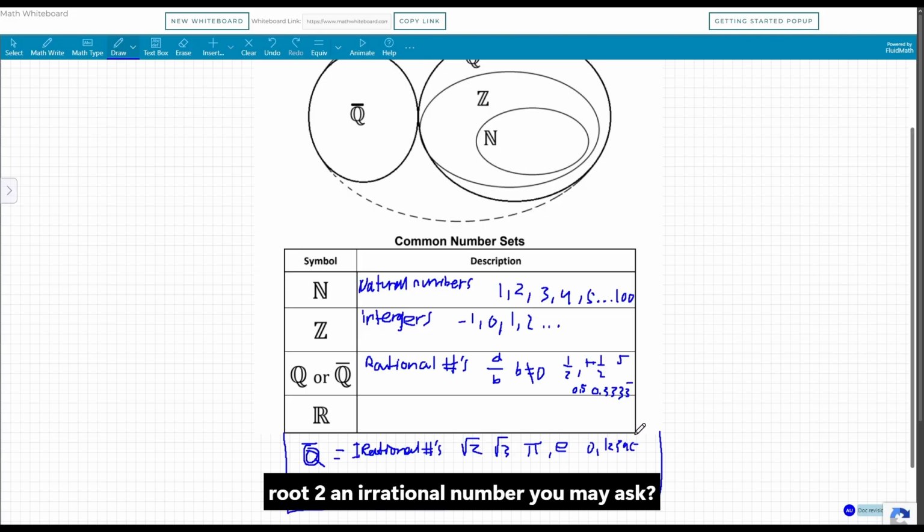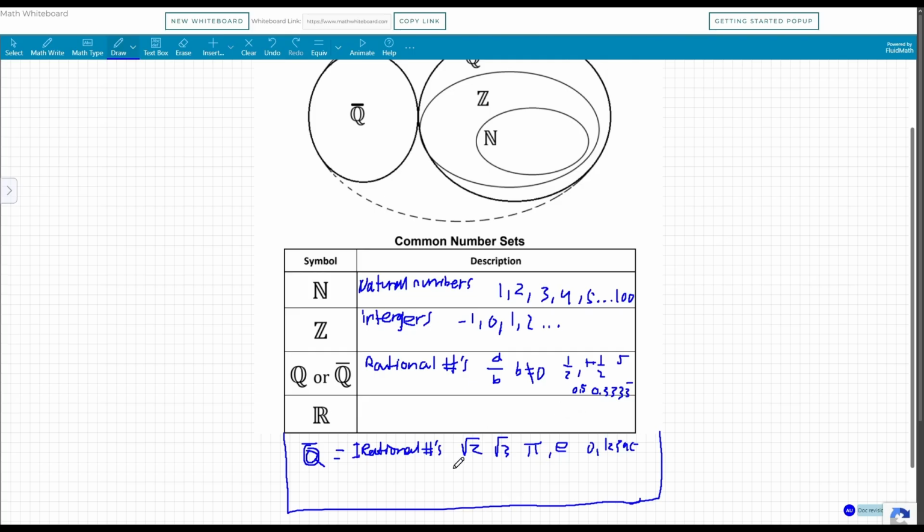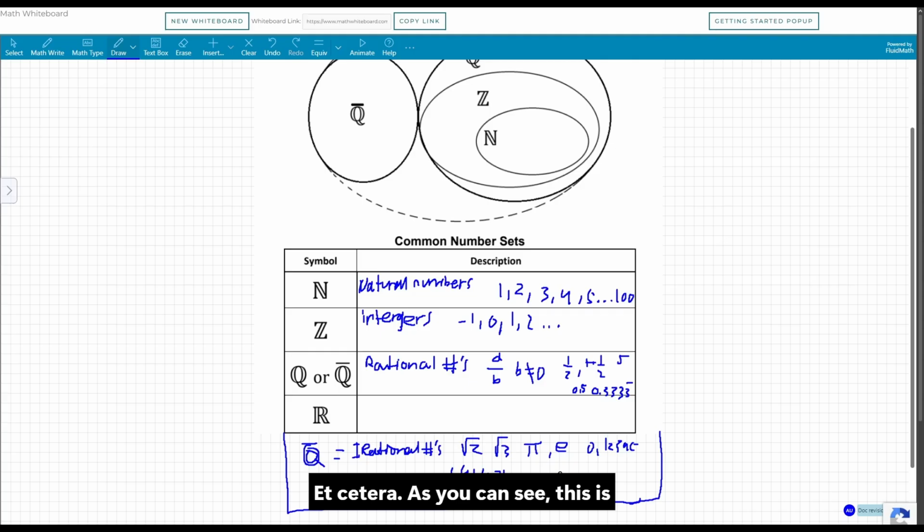And how is √2 an irrational number, you may ask? Well, if you do the √2, you would get 1.41421, etc. As you can see, this is not terminating or repeating. Terminating as in it stops right away, like this one over here. And yeah. Now let's get into this bad boy, the R.